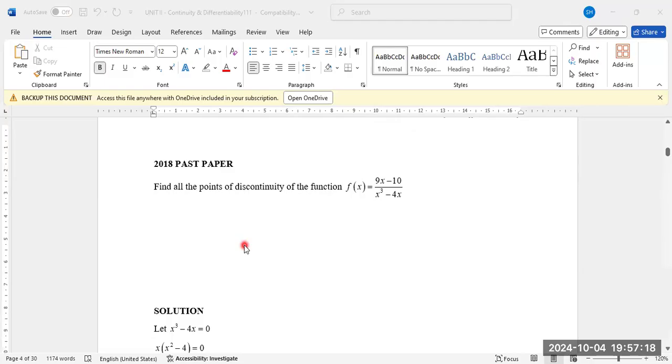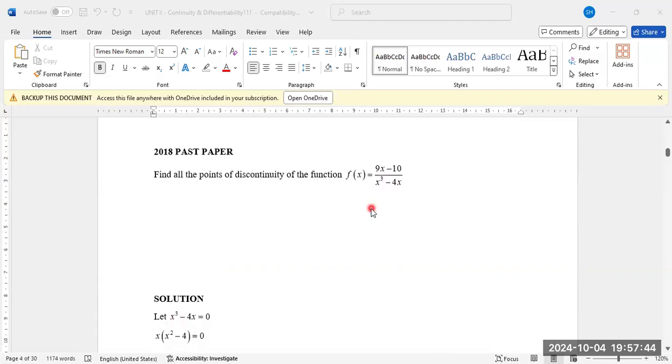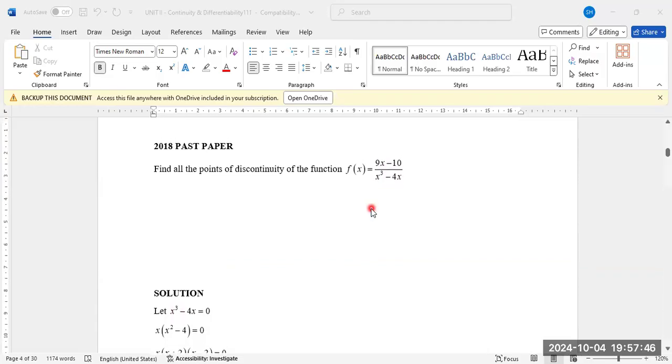So the first thing we're going to do, we're going to let the denominator x cubed minus 4x equal 0. What is common between x to the third power and negative 4x? X. So we're going to factor out the x, right? What is going to be left? x(x squared minus 4) equals 0. Very good.